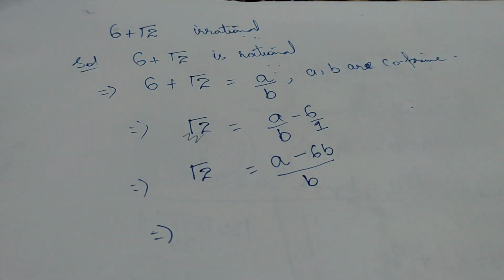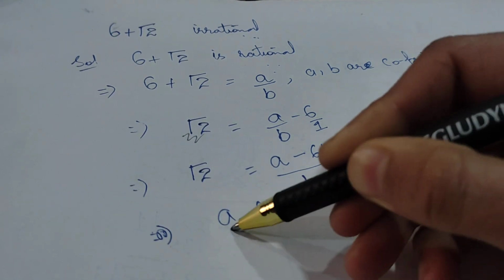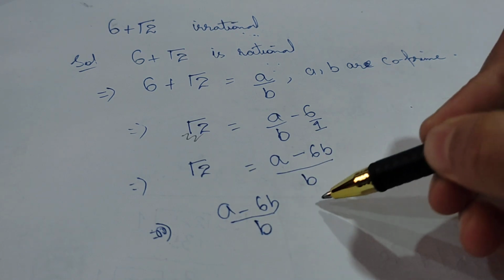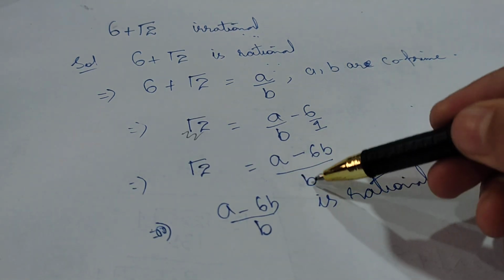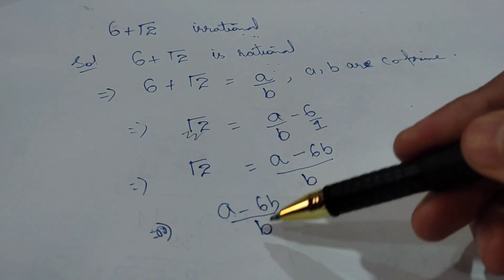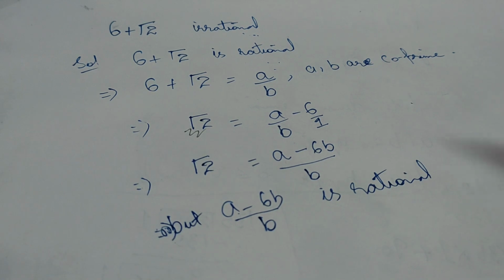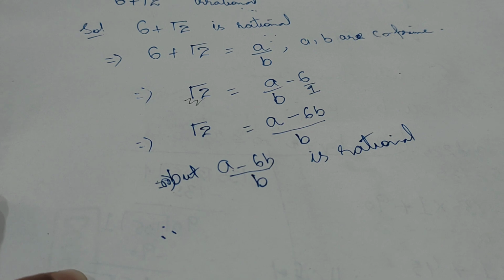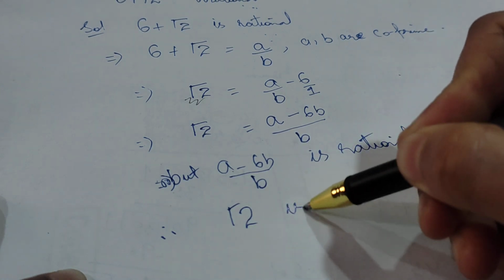Now after this, we have a minus 6b by b. If you see this term, it is rational, because it's in the form of p by q, and b is not equal to 0. Therefore, if this term on the right hand side is rational, that means the term on the left hand side will also be rational. Therefore, under root 2 is rational.